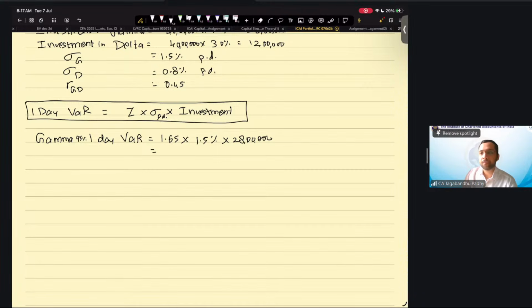How much is this number, guys? 1.65 into 1.5% into 28 lakhs. That will be the value at risk for 95% 1 day VaR. This is 69,300. Okay.